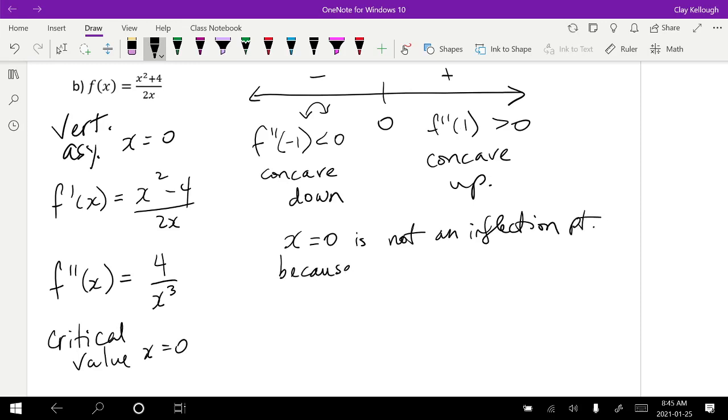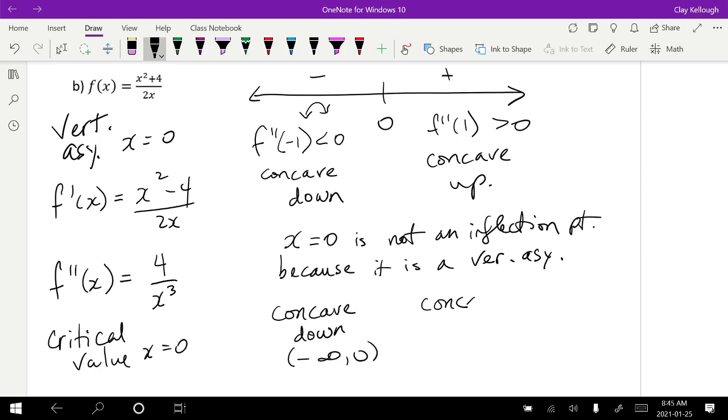Because it is a vertical asymptote. Right? The function's not actually defined there. But I still know that I'm concave down from -infinity to 0, and I'm concave up from 0 to infinity. So I can kind of picture this in my head, right? I know how functions behave as they approach asymptotes. They get closer to them.